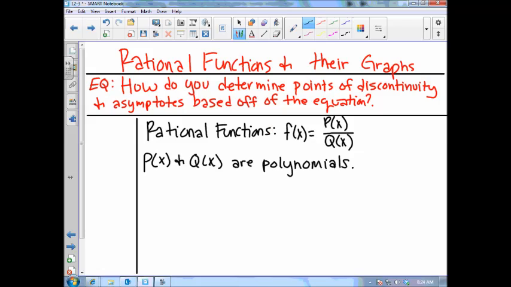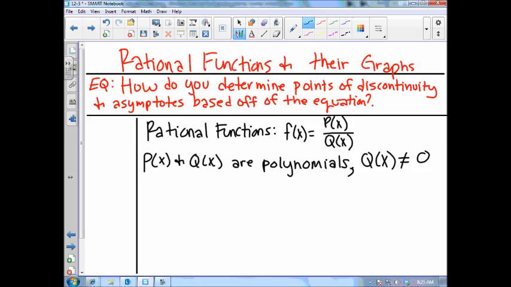Okay, and when we have a fraction with q of x in the denominator, we know that q of x can't equal what? Well, it could equal p of x, because p of x divided by p of x would be 1. Right, why can't q of x equal 0?